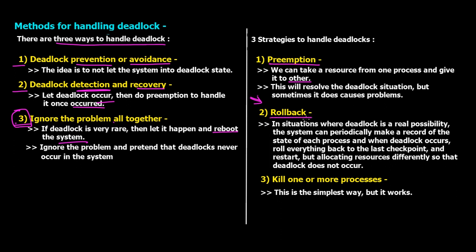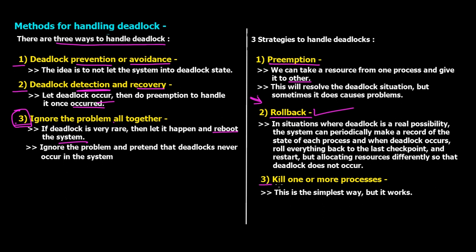So another way is to have a rollback. So in a situation where deadlock is really possible, the system can periodically make records of the state of each process. So you keep a record of the state of every process from time to time, and if deadlock happens, then you roll back to a previous state that you have saved for that process. So there is a little bit of loss of progress in the process, but then you at least have something to recover from, right? So you have a rollback situation over here. So this is pretty much possible.